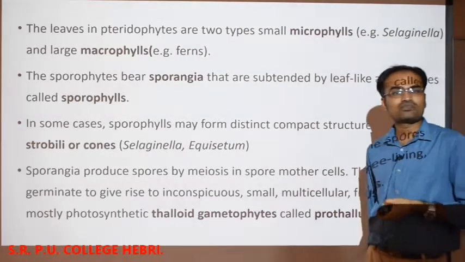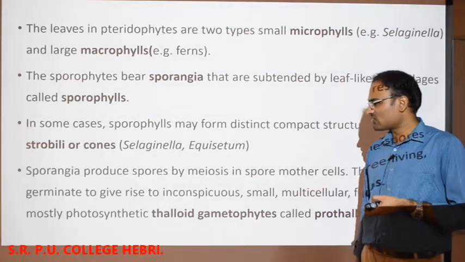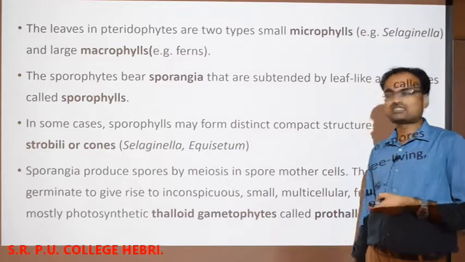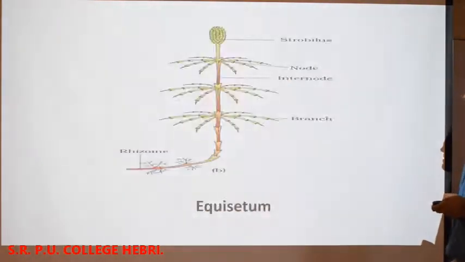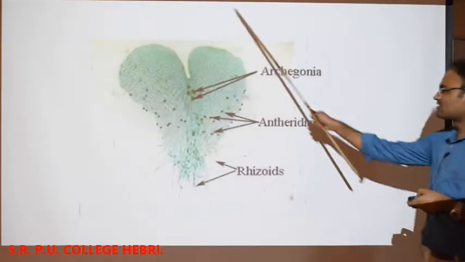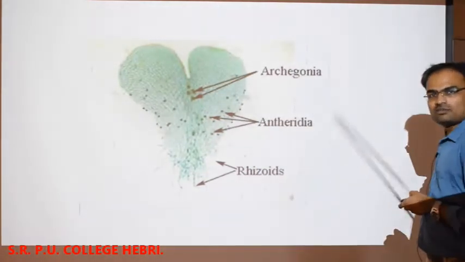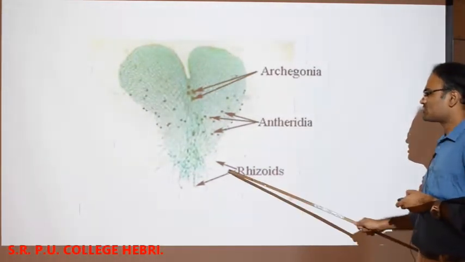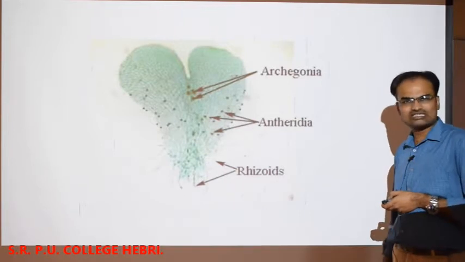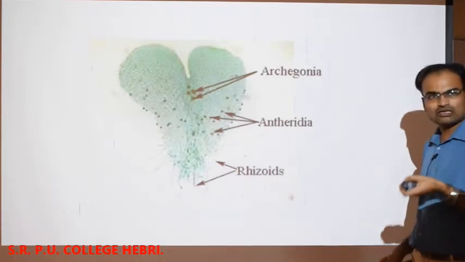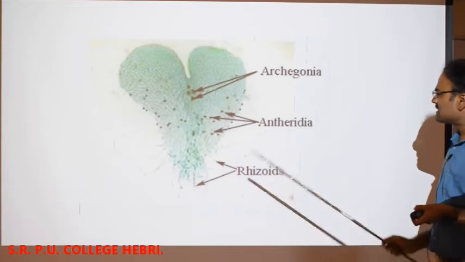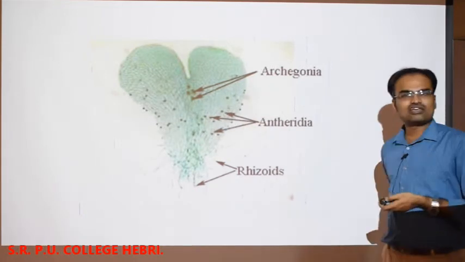This is important. Gametophyte here in case of the pteridophyte is photosynthetic. So this is the structure of the prothallus. Okay, you can observe small root-like structures, rhizoids, which give stability to the prothallus. Antheridia and archegonia are also present, isn't it?